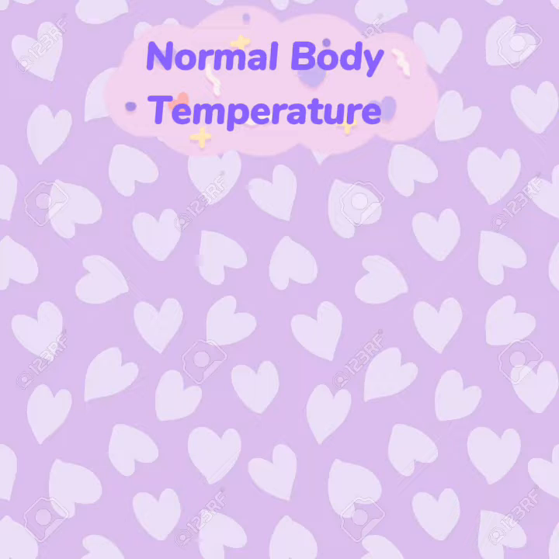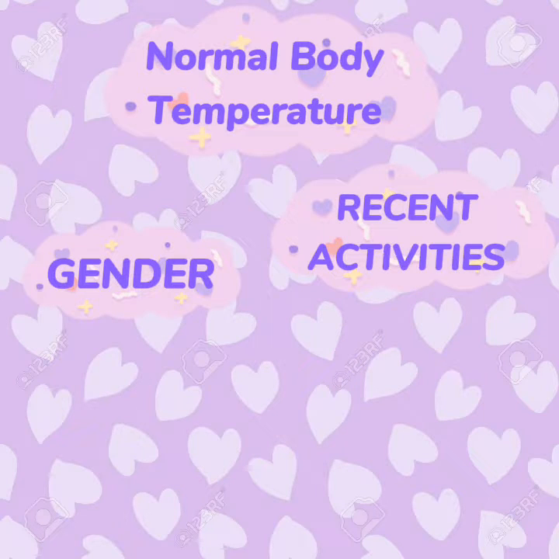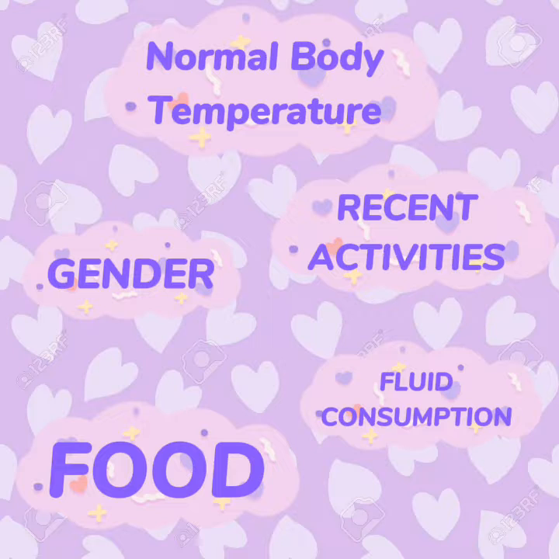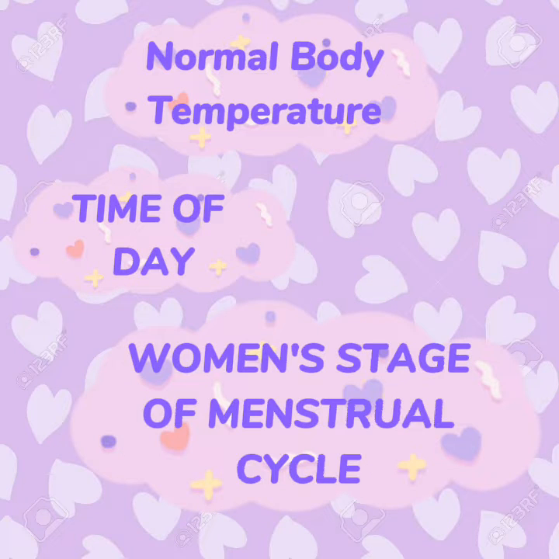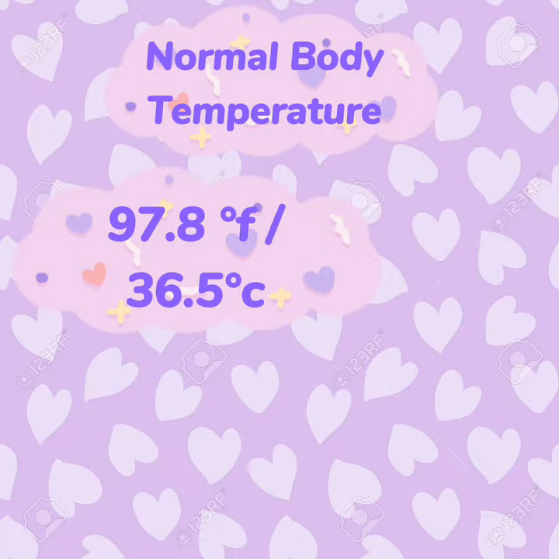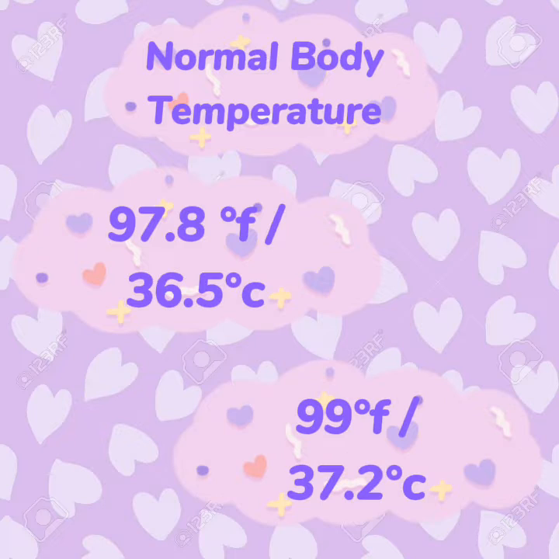So the normal body temperature of a person varies depending on gender, recent activity, food and fluid consumption, time of day, and in women, the stage of the menstrual cycle. Normal body temperature can range from 97.8 degrees Fahrenheit, or equivalent to 36.5 degrees Celsius, to 99 degrees Fahrenheit, equivalent to 37.2 degrees Celsius, for a healthy adult.